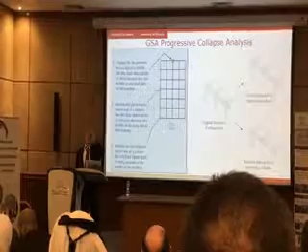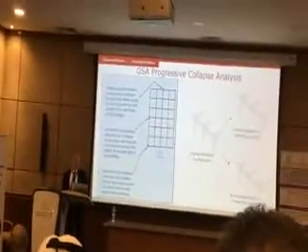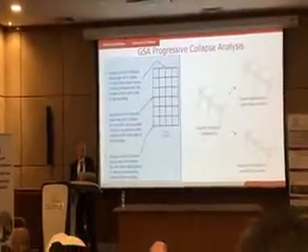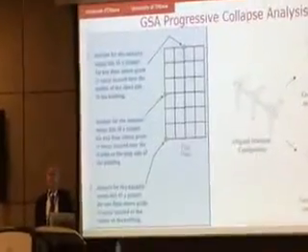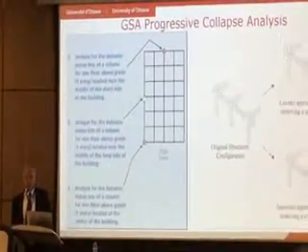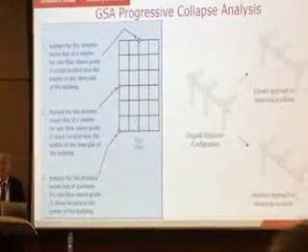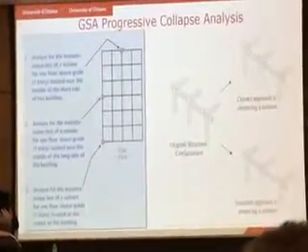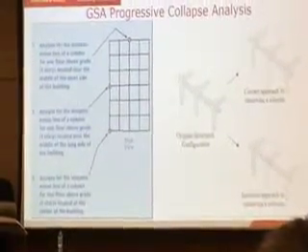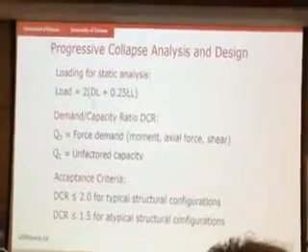So the US GSA document provides guidelines. They say remove one exterior column on the short side and see if it works. Remove one exterior column on the long side, remove one corner column, and then do analysis. There are two levels of sophistication in analysis. You can either do static analysis and use the maximum dynamic load factor, which is 2.